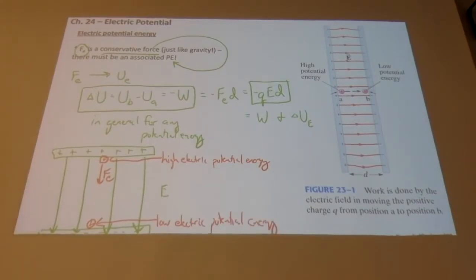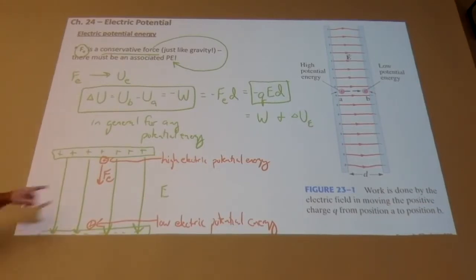So as the positive charge follows the electric field, its amount of potential energy is dropping. Just like when the mass follows the gravity, right, and goes with the gravity, its amount of potential energy is dropping. Do you see the comparison between those two? Maybe a little bit, okay?